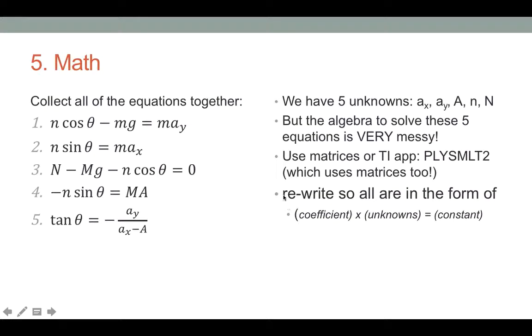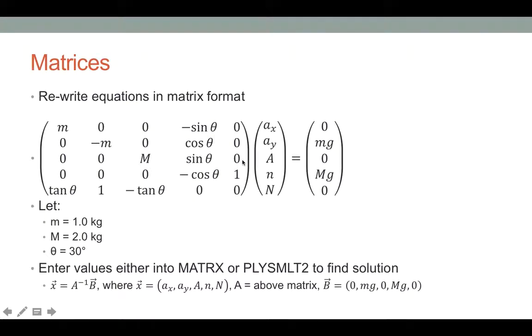So what we're going to do first is rewrite all of these in standard form: coefficients times unknowns all added up on one side of the equation and all the constants on the other. So we're going to take these 5 equations. What I want you to do is rewrite them in the form of matrices, which is what you've done in the previous 2 videos. When you do that, this is what you get. This matrix right here. What we're going to do is let the mass of the block be 1 kilogram, the mass of the ramp be 2 kilograms, and we'll let the angle be 30 degrees. That defines the problem. We can then plug numerical values into all of these, plug them into your TI calculator, and actually get a value for all the accelerations and the normal force. So what I want you to do is take a stab at doing that.